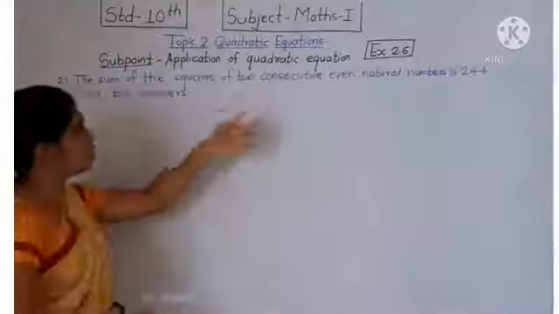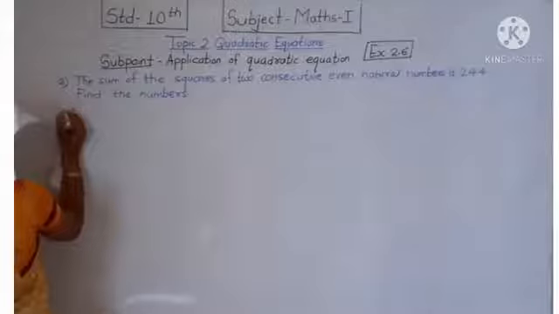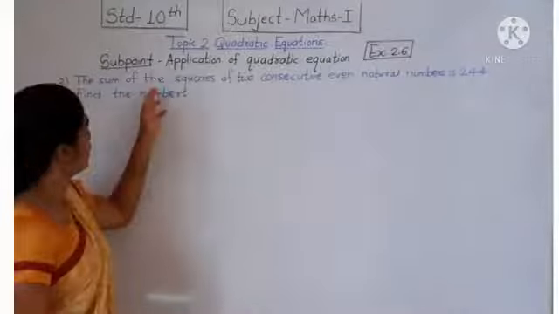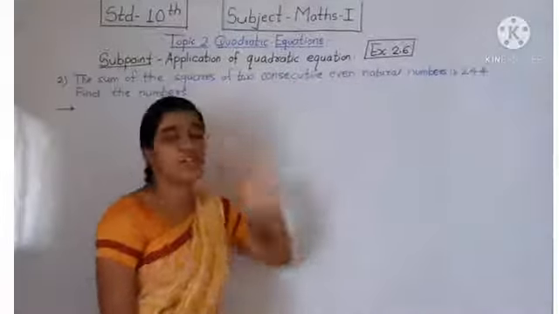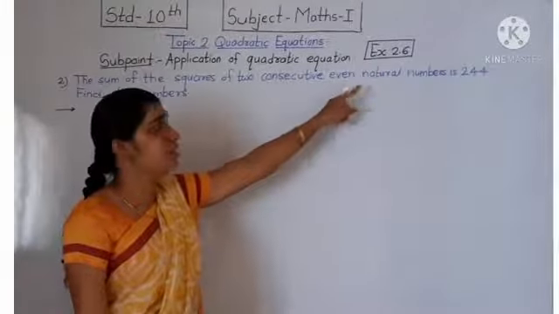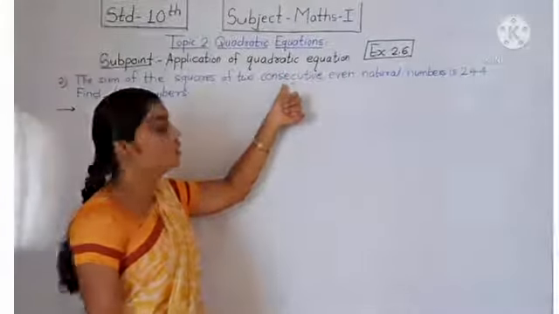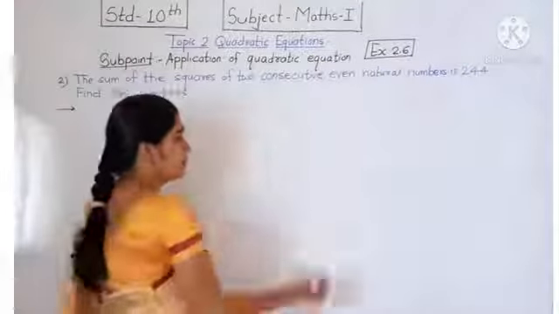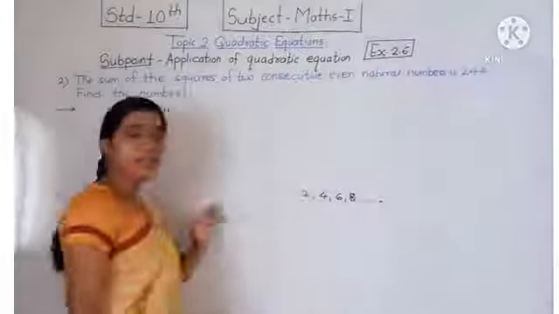The sum of the squares of two consecutive even natural numbers is 244. Find the numbers. So students, here what is given? The sum of the squares of two consecutive even natural numbers. Two consecutive even natural numbers means even natural numbers, that is सम नैसर्गिक संख्या. Consecutive म्हणजे क्रमाने येणारे even natural numbers. मग even natural numbers कोणते आहेत? 2, 4, 6, 8. These are the even natural numbers.